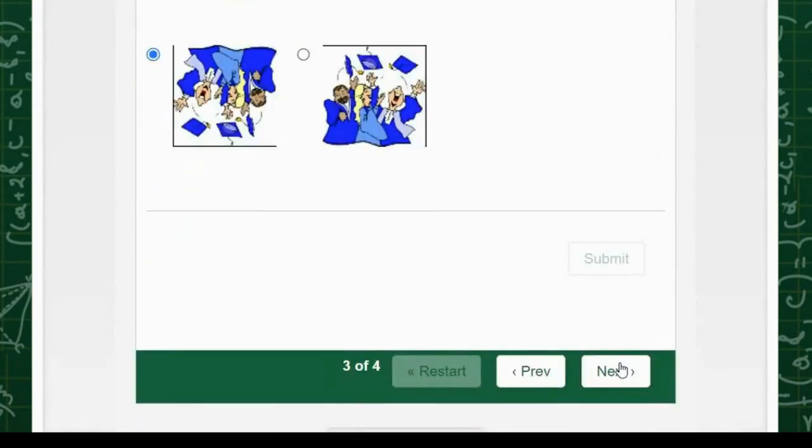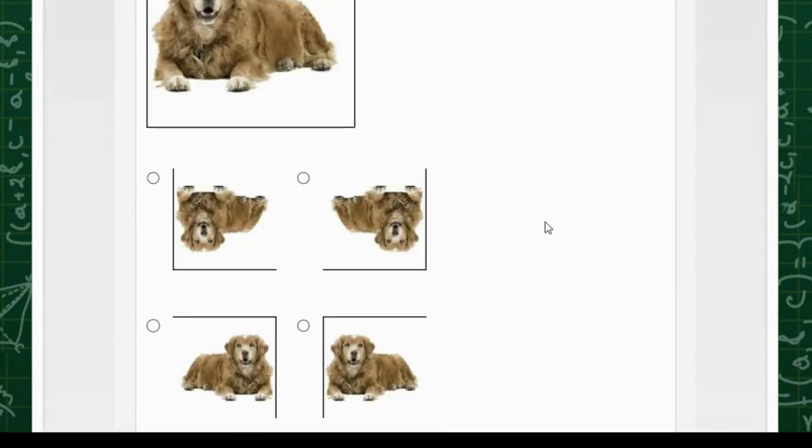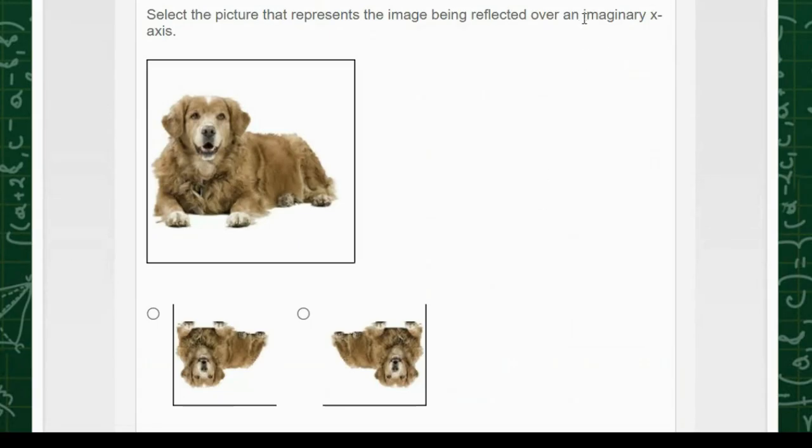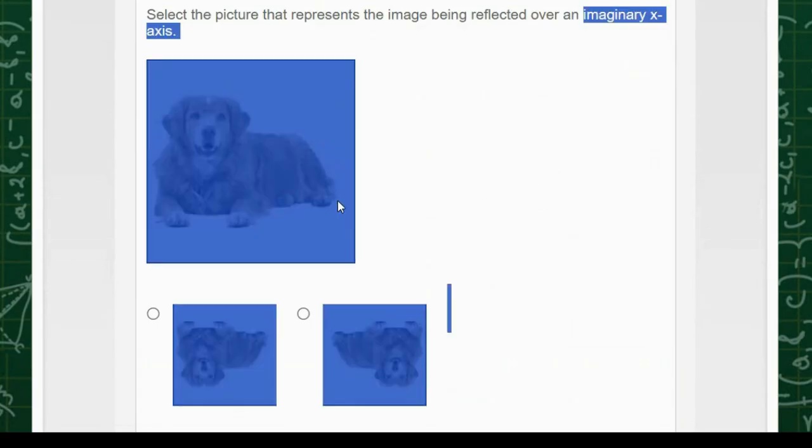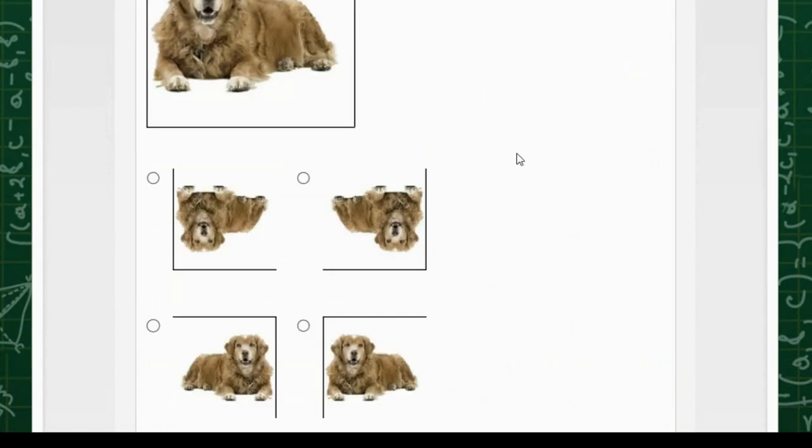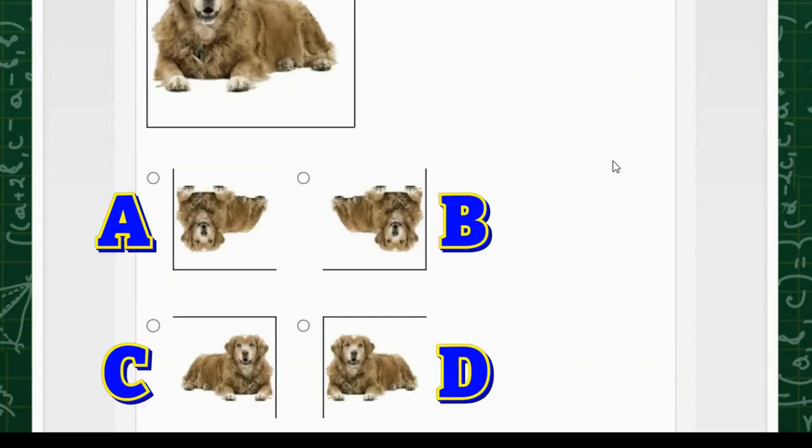Let's see, number 4. It's our last one. Got this puppy dog being reflected over the x-axis again. Oh, stop, puppy dog, whatever. X-axis. Which one of these reflects that puppy dog?